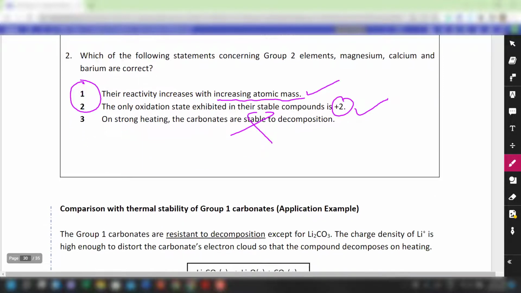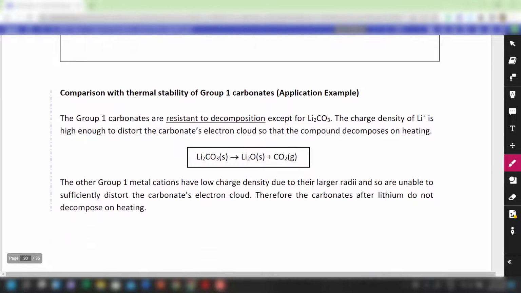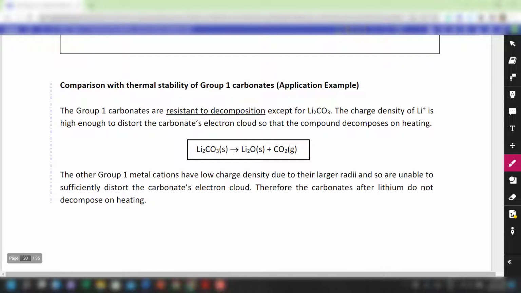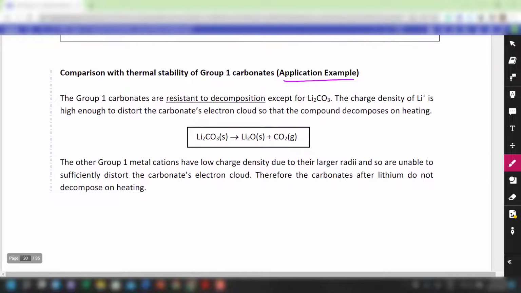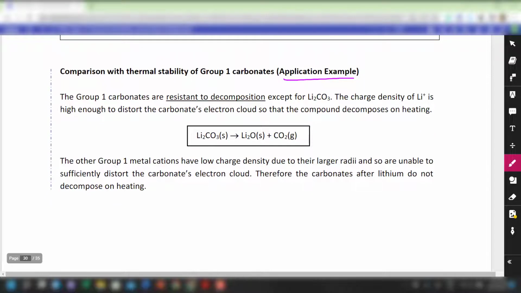So, comparison with thermal stability of group 1 carbonates. This is an application example. Group 1 carbonates are usually resistant to decomposition with the exception of lithium carbonate. The reason is that the charge density of lithium is the highest amongst all the group 1 cations, and it's actually quite close to that of Mg2+, although Mg2+ will obviously have a larger charge density.